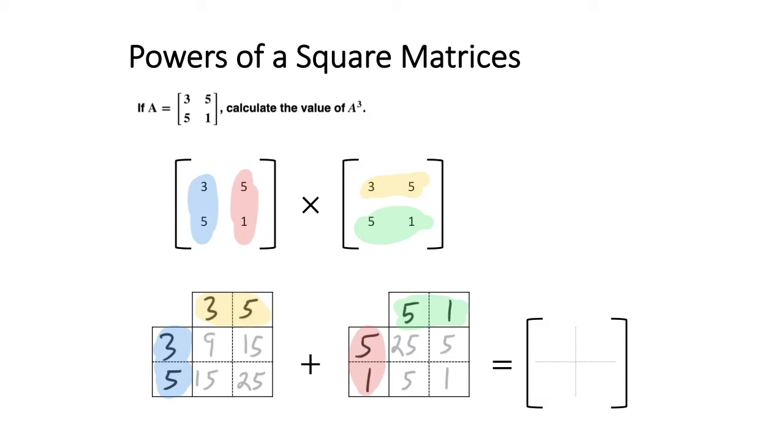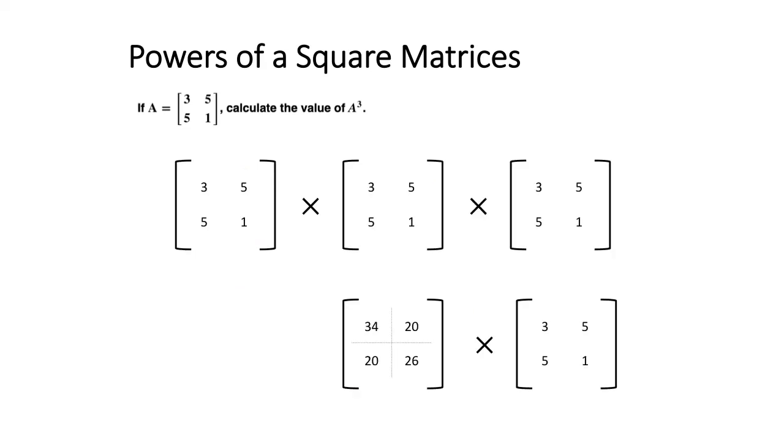So 9 plus 25 is equal to 34. 15 plus 5 is equal to 20. 15 plus 5 is equal to 20. 25 plus 1 is equal to 26. So that's the first part of my calculation. I've multiplied the first 2 matrices together. So now I'm going to take that and multiply it by the third matrix. So this time it's going to be multiplying these 2 matrices together to get my final answer.